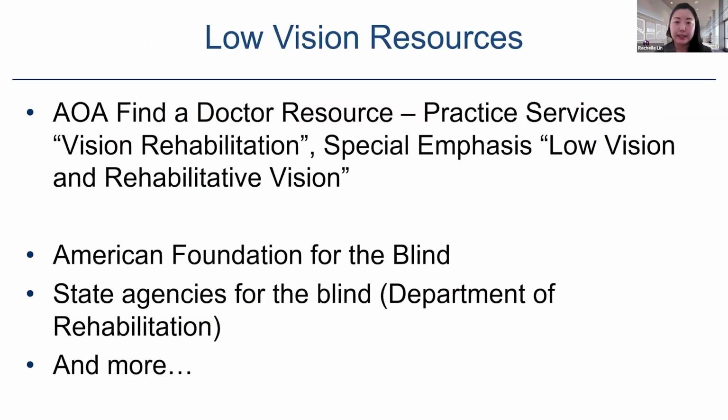Where can you find these low vision resources for your patients? Here are some options. On the American Optometric Association's website, there is a Find a Doctor resource where you can select for practice service of vision rehabilitation or special emphasis of low vision and rehabilitative vision. So that is one place you can search for doctors of optometry who do low vision within their practice. Of course, there are many organizations such as AFB, American Foundation for the Blind, that list a lot of resources, as well as state agencies for the blind, such as the Department of Rehabilitation.